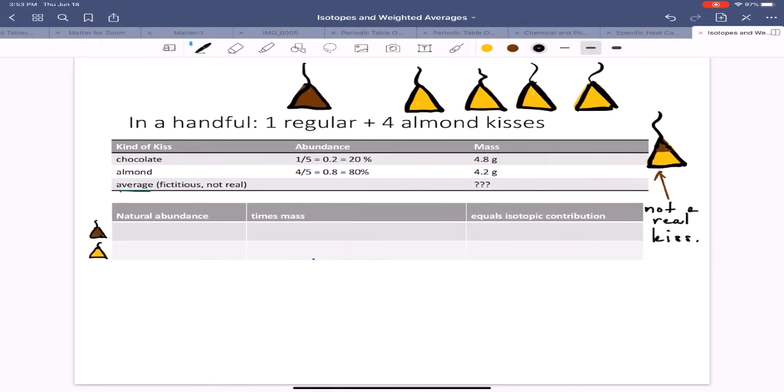So if I was to take a scoop with my hand, I would get 5 kisses, 1 regular and 4 almond Kisses. And so the natural abundance of kinds of kisses in my house was 20% chocolate and 80% almond. So if I was to consider what is the average kiss in my house, well, 1 would be chocolate and 4 would be almond.